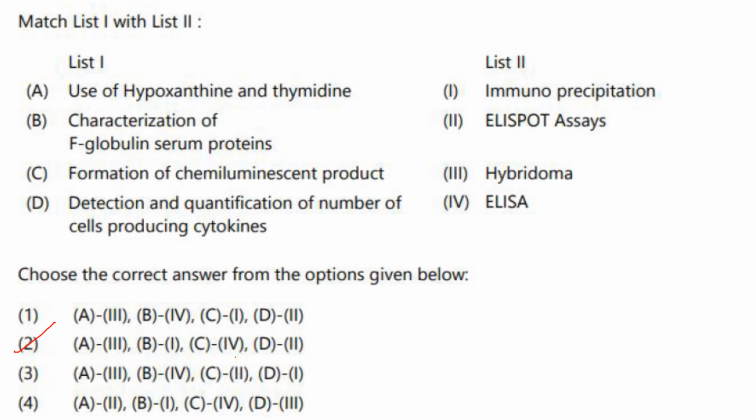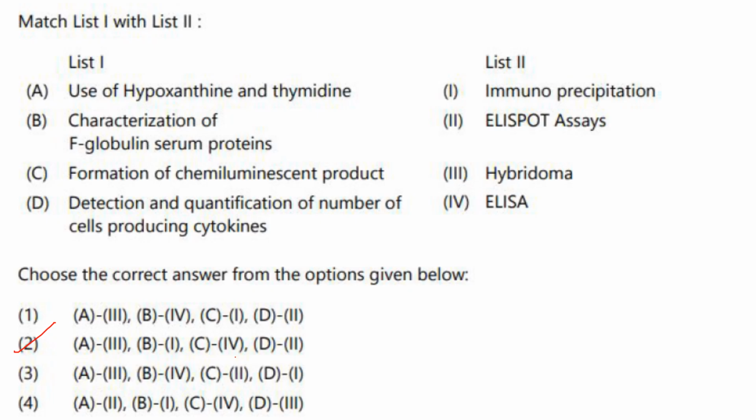Then next one. Use of hypoxanthine thymidine. In which technique is that used? It is used in hybridoma. A3. 4 can be omitted. 1, 2, 3 we will see. Characterization of gamma globulin serum proteins, that is by immunoprecipitation. So B1. So it will be option 2, which is more correct.